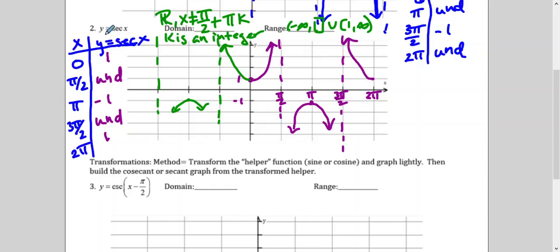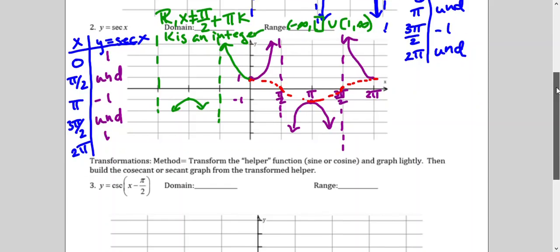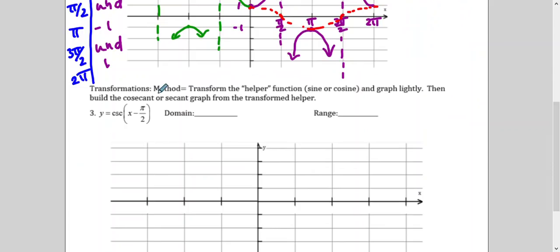Remember that secant also has a helper function, so when we graph secant later, we're not going to graph a table of values. What we're going to do is graph cosine. Remember, cosine is up, midline, down, midline, up. Wherever cosine hits the midline, you get an asymptote for secant. Whenever cosine is up, you flip that curve, and whenever cosine is down, you flip that curve. That's going to help us draw our secant without making a table of values. When you want to transform secant and cosecant, the method is just to transform the sine or cosine, and then flip our curves.